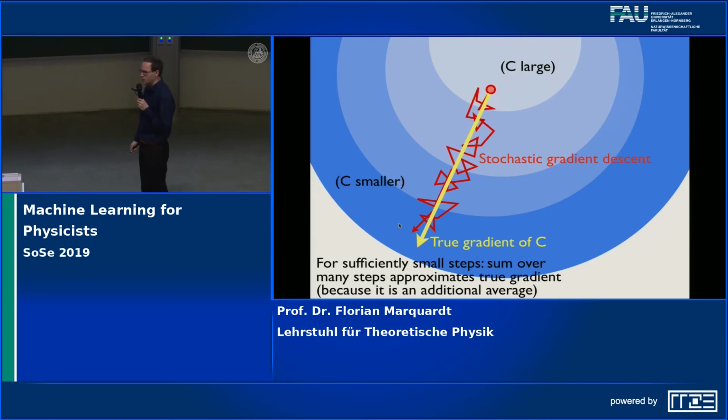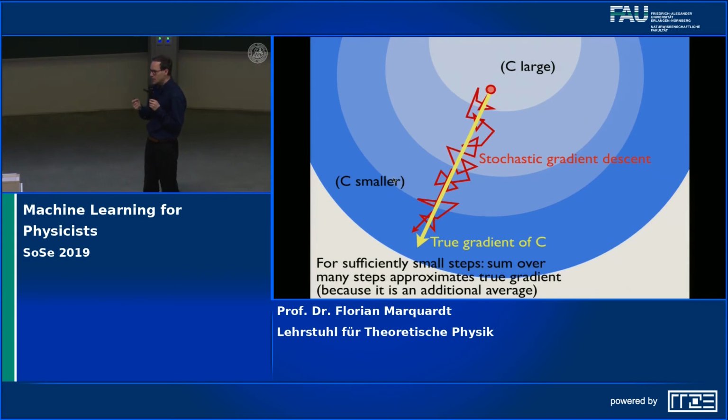And if I were able to calculate the gradient of the full cost function, say in this point, it should be a vector that points actually perpendicular to the contour lines of constant C. That's what you learned. The gradient always is perpendicular to the contour lines. So that would be the true gradient. This is the one that I want.